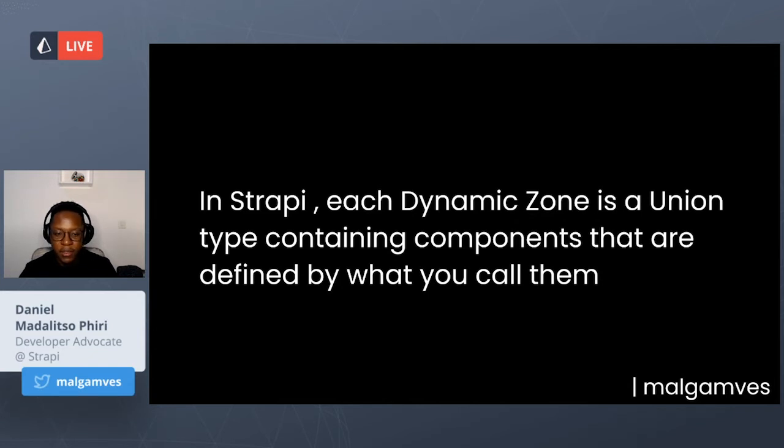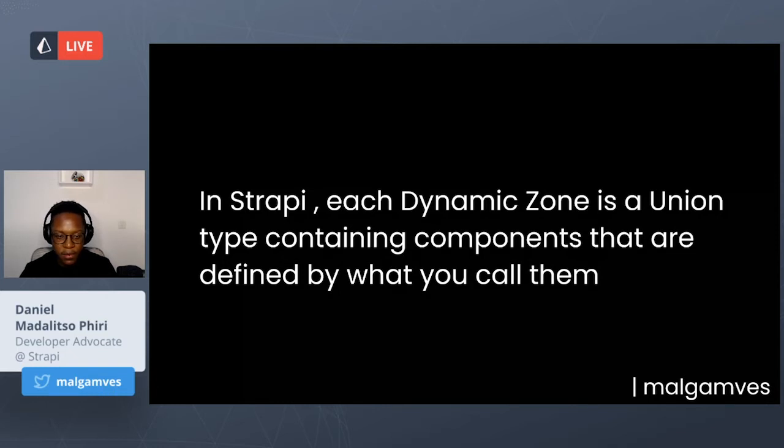So what you're looking at was Strapi dynamic zones. In Strapi, each dynamic zone is a union type containing components that are defined by whatever you name them. I created a dynamic zone called page zone, and inside that page zone, in the interface, you saw an image component, a quote component, and a rich text component. In the UI, that is how they are represented. But when querying Strapi using GraphQL, the dynamic zone is represented by a union type. This will make more sense as I talk about what union types are and what benefits they bring.